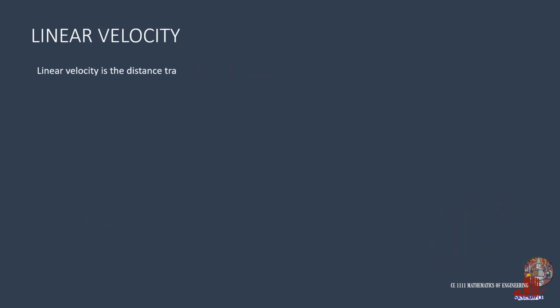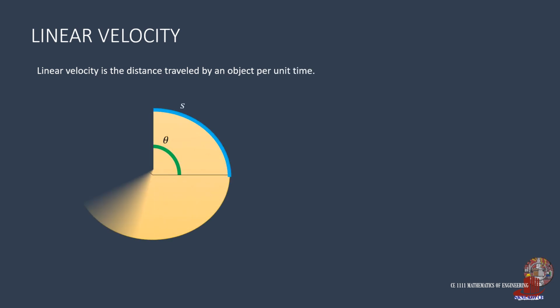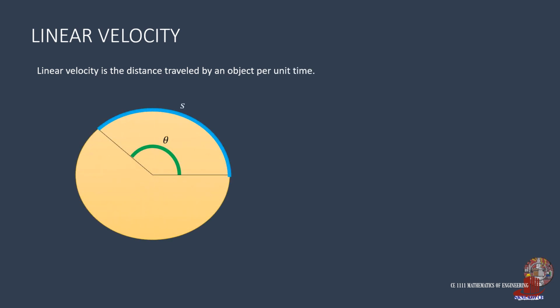Delving deeper into the types of velocity, we have linear velocity, and this is how fast an object travels at a specific time. In a circular path, linear velocity is the arc length upon time. Since arc length is s, we say v is s all over t.